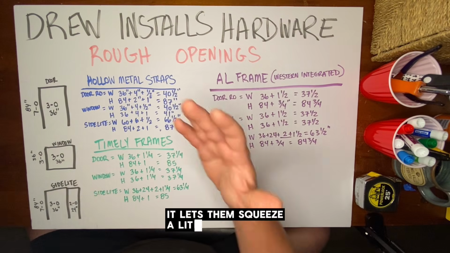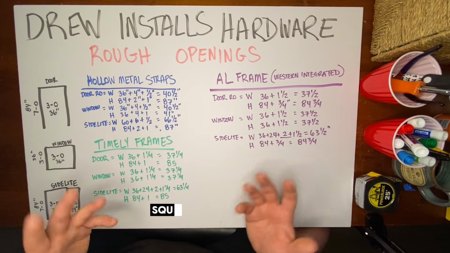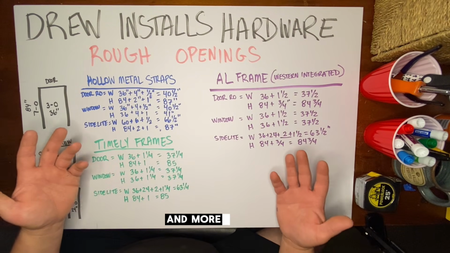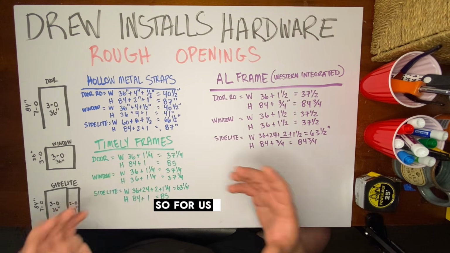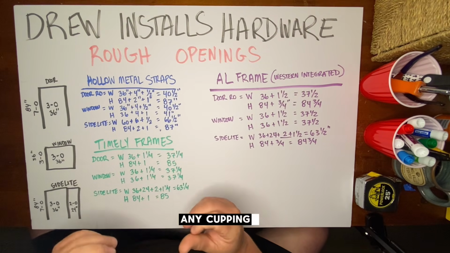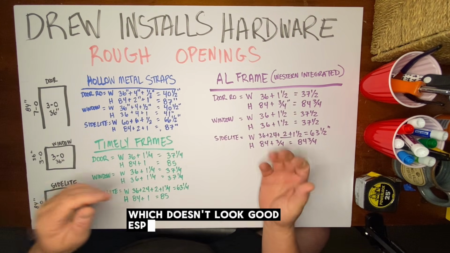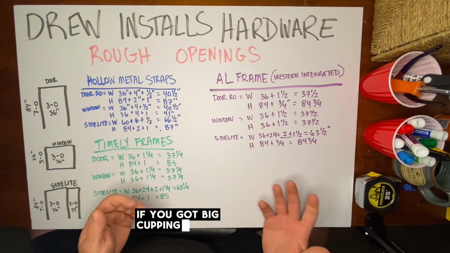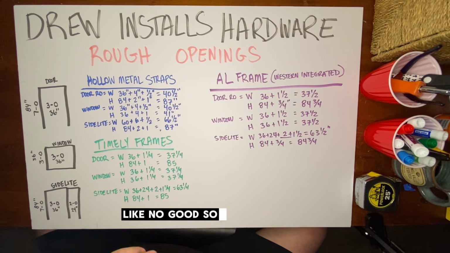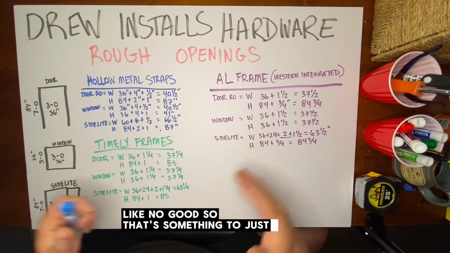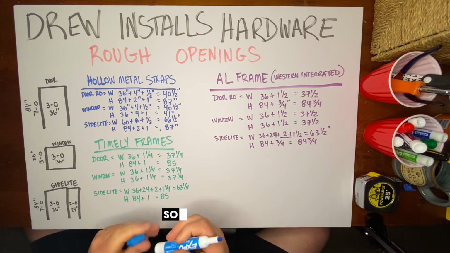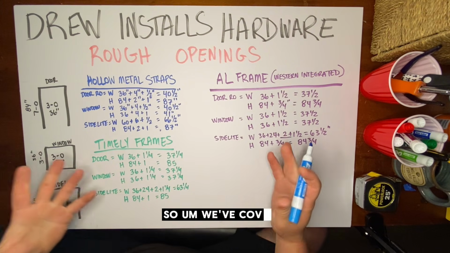It lets them squeeze a little, because you'll see they'll grow 1/4 of an inch and more sometimes. So for us to fit the frame on without any cupping of the frame, which doesn't look good, especially with aluminum frames. If you got big cupping, that looks trash, man. Like no good. So that's something to just remember. If they can invert the studs, that helps a lot. So we've covered 3 frame types.